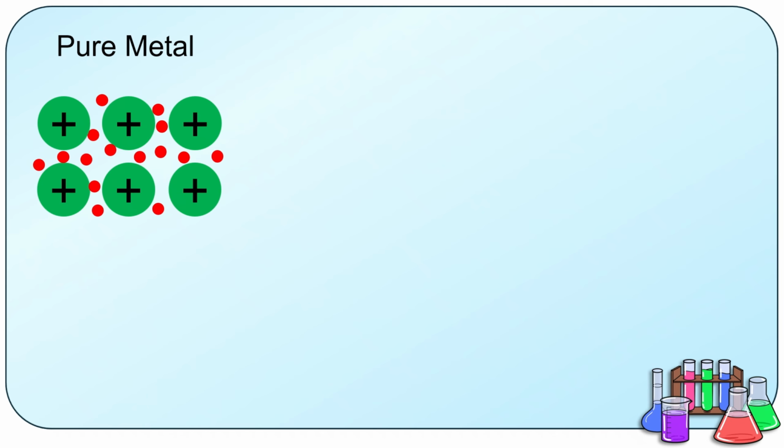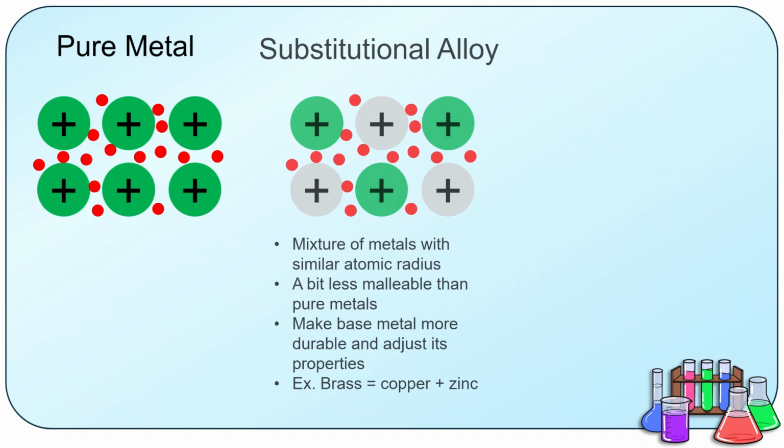There are 3 types of metallic substances. The first is the pure metal. The second is substitutional alloys, which is a mixture of metals with similar atomic radius. Substitutional alloys are a little less malleable than the pure metal, but more durable, and lets us adjust metals to have properties we want, such as being more rust-proof. A common example is brass, which is an alloy of copper and zinc.